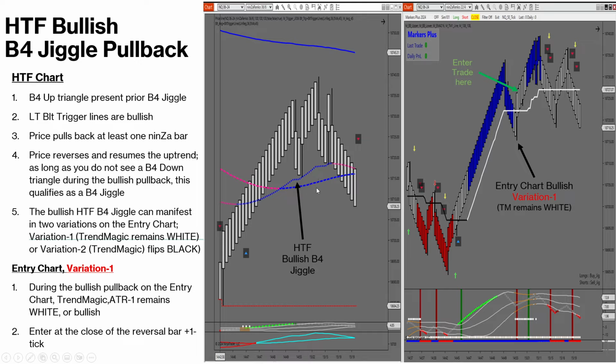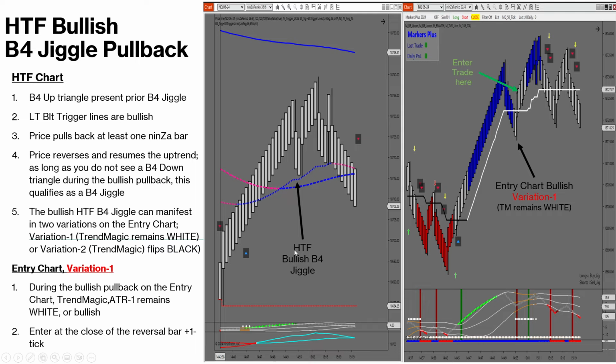But on the B4 jiggle, the entry chart can manifest itself in 2 different variations, which causes you to alter your entries. It's variation 1, which during the B4 jiggle over here, the trend magic stays white, which means the trend structure hasn't broken on the entry chart yet. So same rules apply. We enter at the up close plus a tick. Okay, this is variation 1.